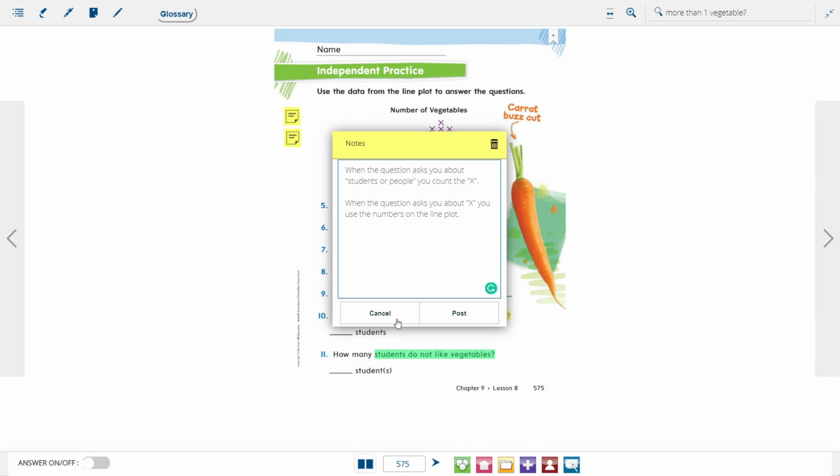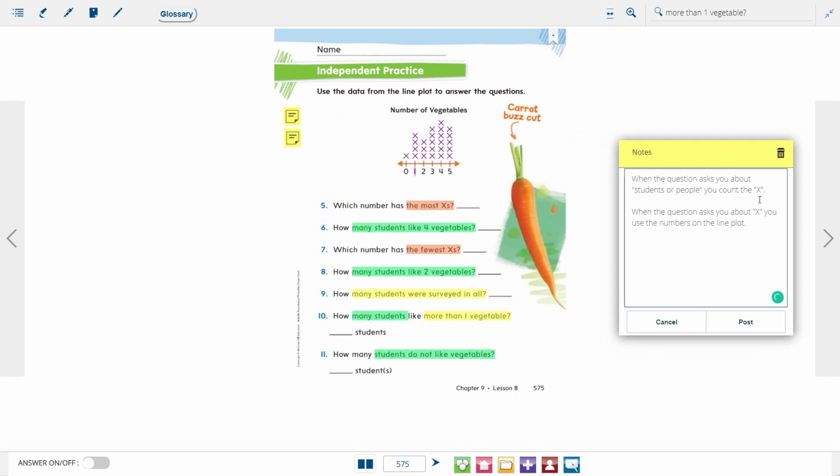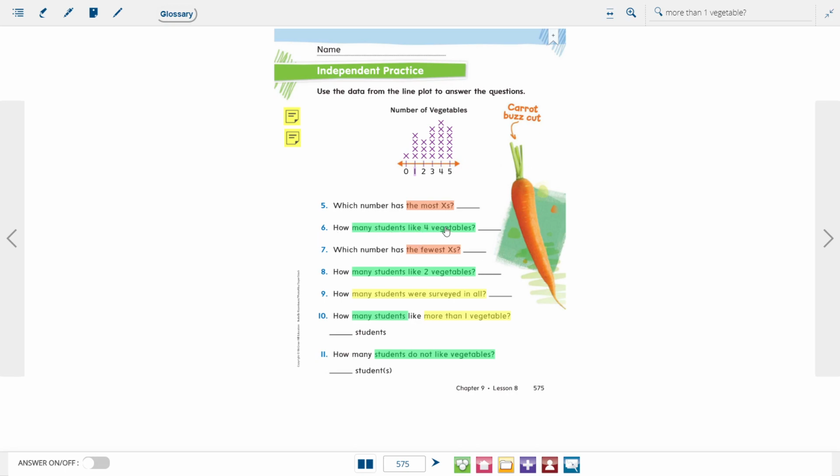I think it will not be so clear when I'm only reading. Let me show you how to do this. When the question is asking me about the students, like here, how many students like 4 vegetables? The answer should be counting the x's. Let's start this question now, number 6. How many students like 4 vegetables? Because the question is asking about the number of students, and the x represents students, we need to count the x to know the answer.